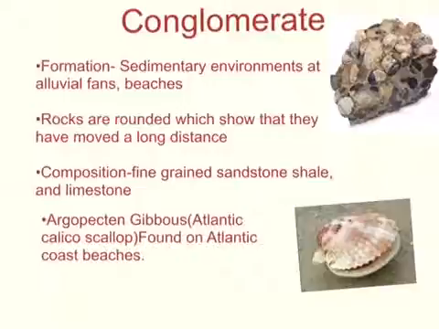This conglomerate rock also contains Argopecten gibbus, also known as the Atlantic calico scallop, and this is only found on the Atlantic coast beaches. These Atlantic calico scallops have been dated to be 1,800,000 years old. Due to the law of superposition, we can show that this rock is the youngest out of all in the cross-section. We can show this because before the tilt, this rock would have been under the sandstone on the opposite side.